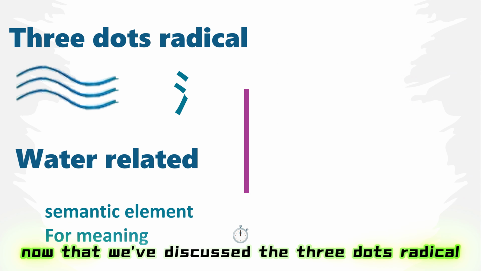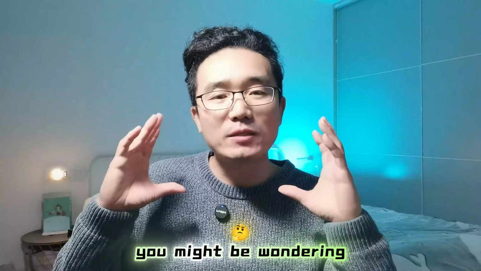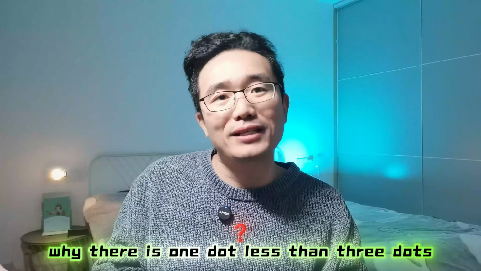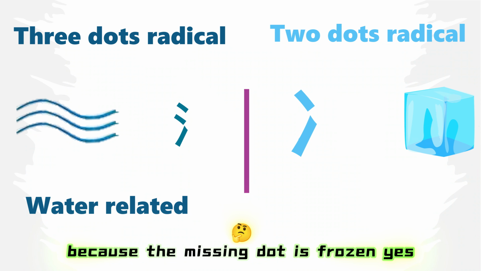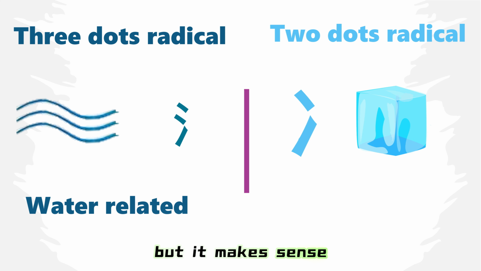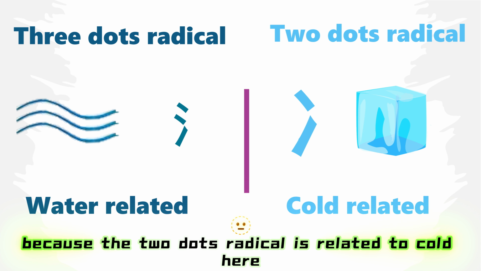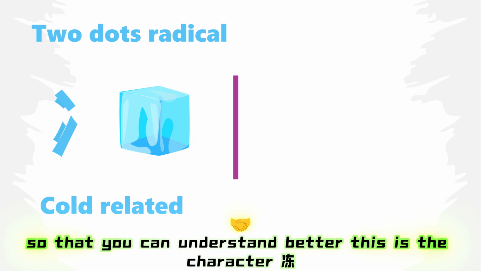Now that we've discussed the 3-dot radical, let's talk about the 2-dot radical. You might be wondering why there is 1 dot less than 3 dots. Because the missing dot is frozen. Yes, it's very interesting, but it makes sense because the 2-dot radical is related to cold. Here, I'm gonna give you a few examples so that you can understand better.